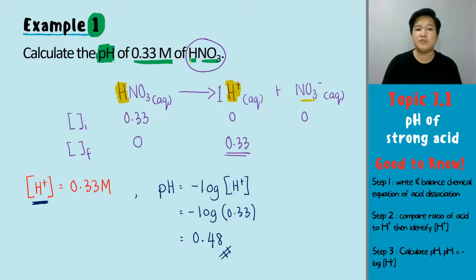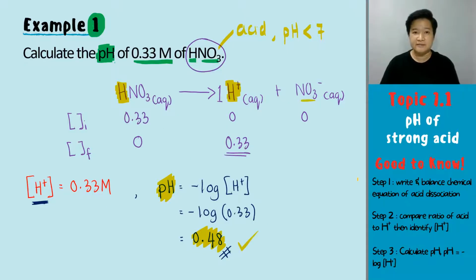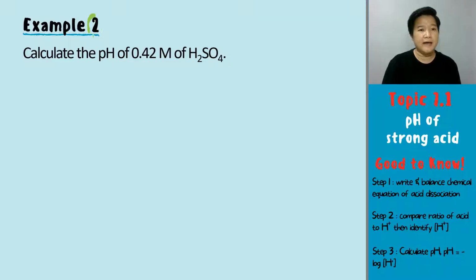And as we agreed, since we know that this is an acid, we already predicted the pH value must be less than 7. And obviously, the pH value calculated over here is less than 7. So, your HNO3 is an acid, correctly. So, this is the pH value for this question for your HNO3. Simple.